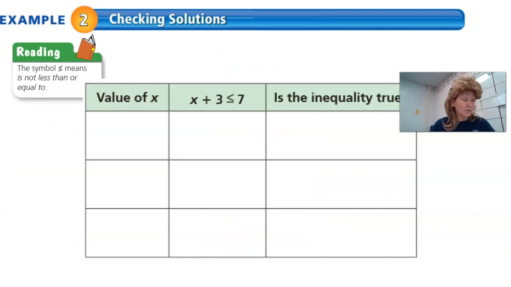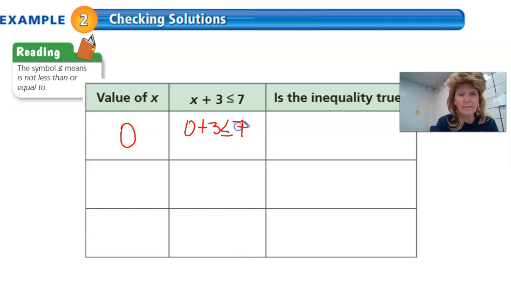Okay, last thing I want to show you is checking solutions. When we're checking solutions, the idea is I plug it in and see if it makes it true. So if I plug in 0 to this inequality, then in place of the x, I would put 0 plus 3 is less than or equal to 7. And then you ask yourself, is that true? Well, yes, 3 is less than or equal to 7. So I'm going to say, yes, it's true.